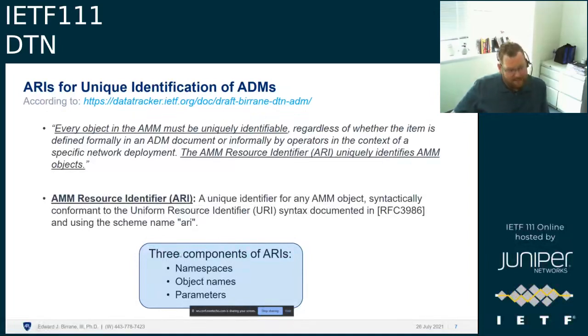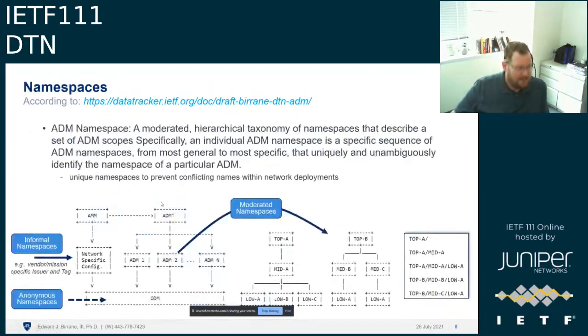The ARI, as written in the spec today, is composed of three things: namespaces, object names, and parameters. For namespaces, the most formal are moderated namespaces, which essentially follow your ADMs: the content that says manage this BP agent, manage the security on this BP agent, a very structured, standardized set of content. But there are others. There's informal, which might be your vendor or mission-specific configuration. How would I reference those as part of my DTN environment? And there are anonymous namespaces.